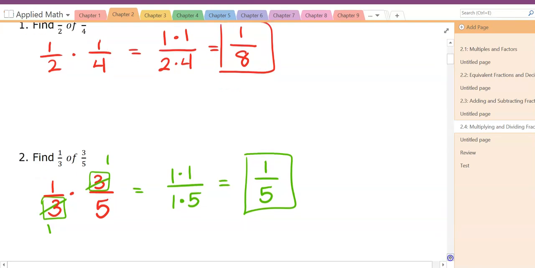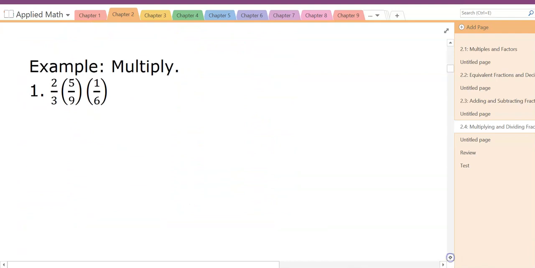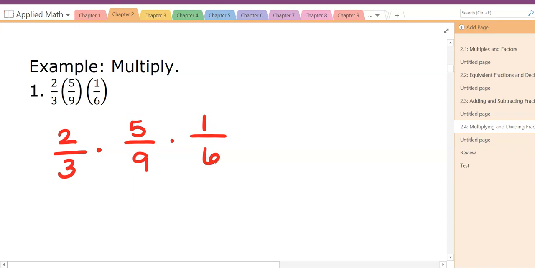Now if they start throwing in extra fractions like this next one, we have 3 fractions that we're trying to multiply here. 2/3, 5/9, and then 1/6. So I'm going to start by just writing them out side by side. And I would look and see, are there any numbers that I could possibly reduce here? The 2 and 6? So 2 can go into both 2 and 6. So this 2 becomes a 1. This 6 becomes a 3.